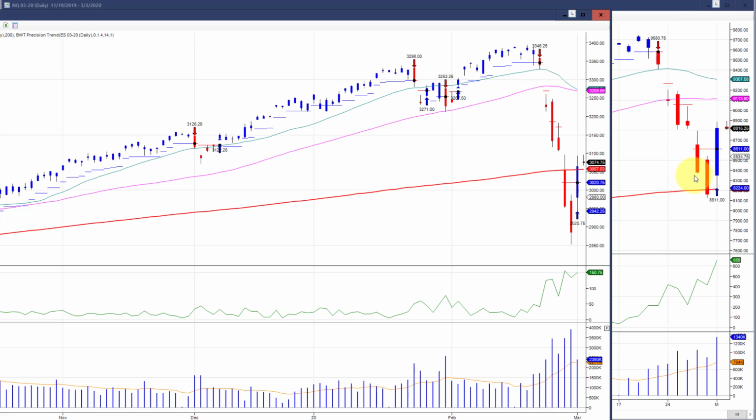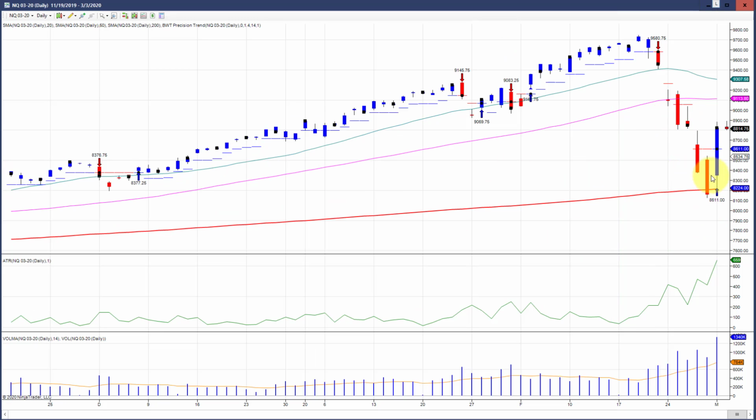That it took longer, and that the bounce that occurred only occurred after the Nasdaq hit its 200-day moving average.